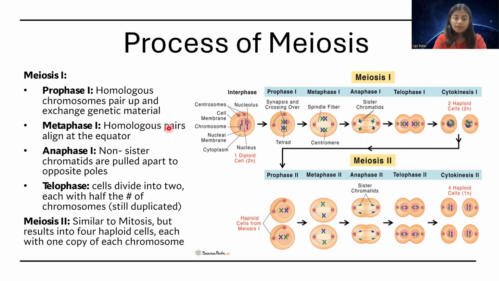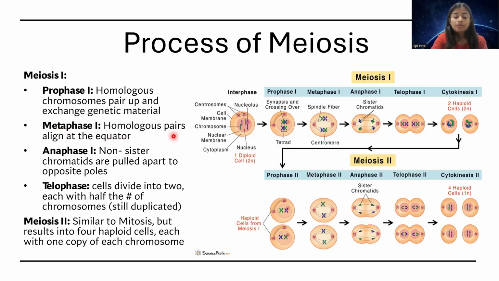So next is the process of meiosis. Homologous chromosomes pair up and exchange genetic material in prophase 1. As you can see here, synapsis and crossing over is taking place. As I just explained in the introduction, or the important terms slide, crossing over is the exchange of genetic material between the parents.